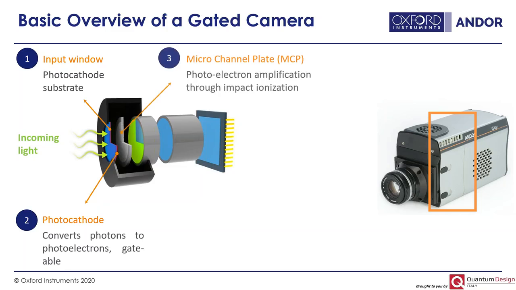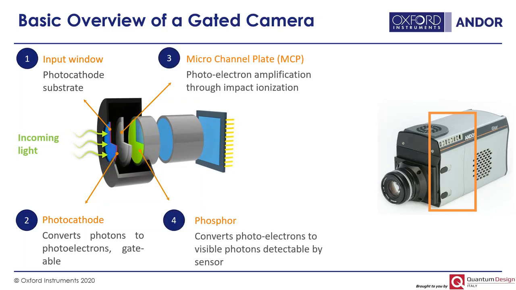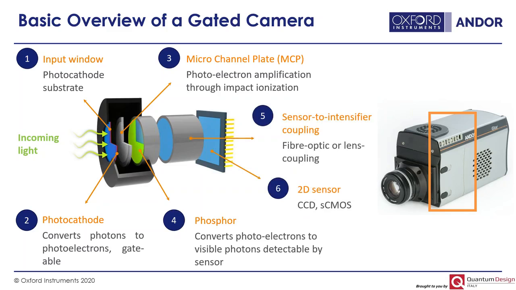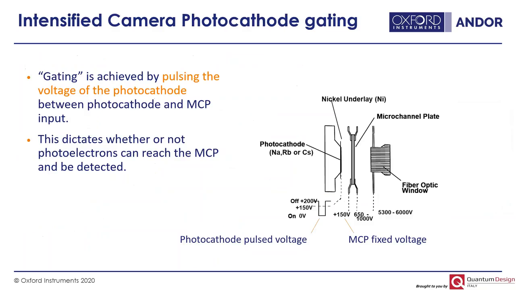Your photoelectrons then pass through the microchannel plate of the camera. This multiplies up the photoelectrons through impact ionization. Your photoelectrons then collide with your phosphor screen, which transfers them back into visible photons, which are then conducted through some kind of coupling, normally a fiber optic coupling, down into your sensor with your two-dimensional CCD or CMOS sensor to then allow you to take your image. So that's just a quick overview, just so we're all on the same page.